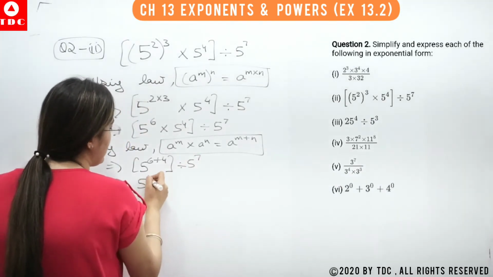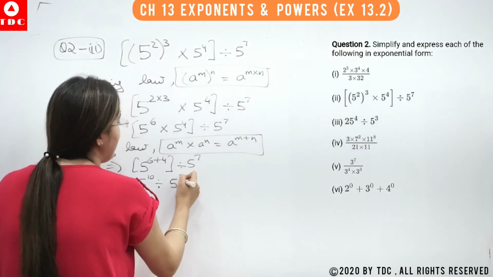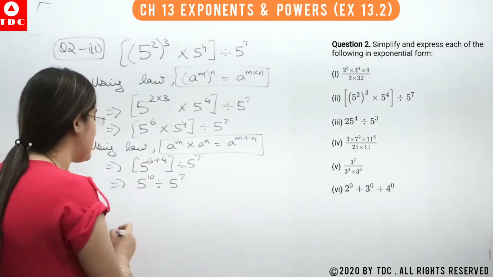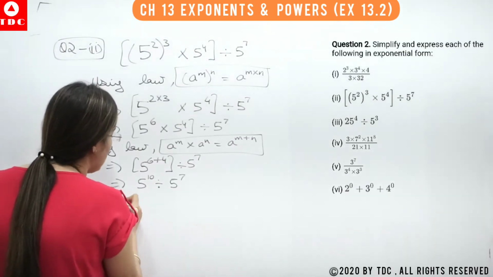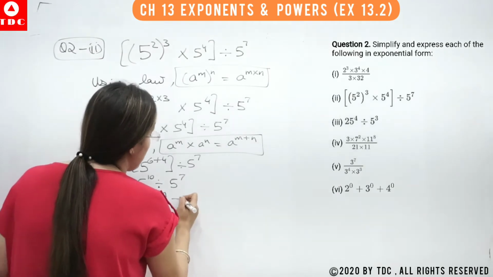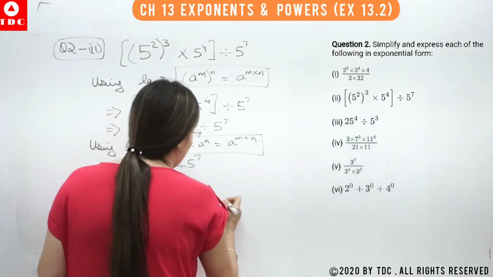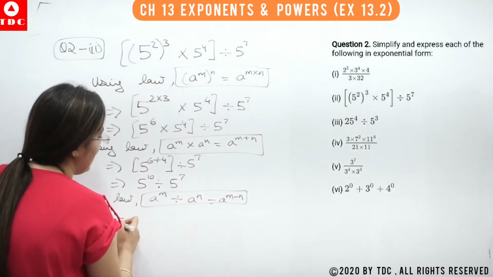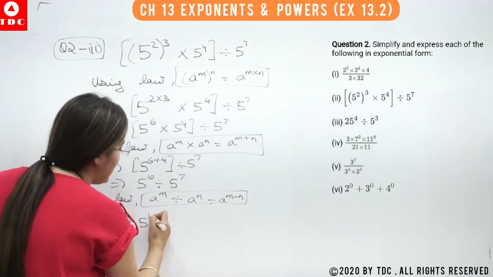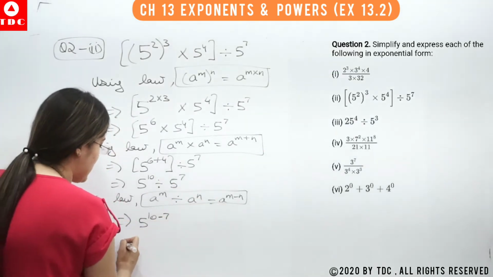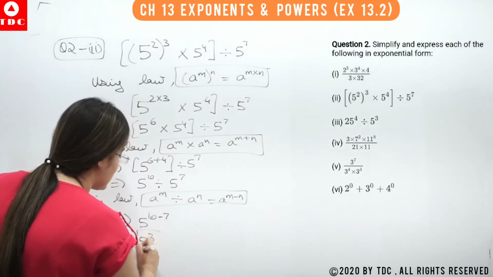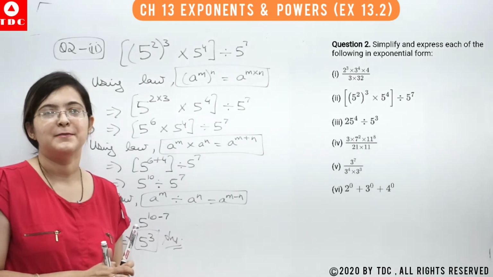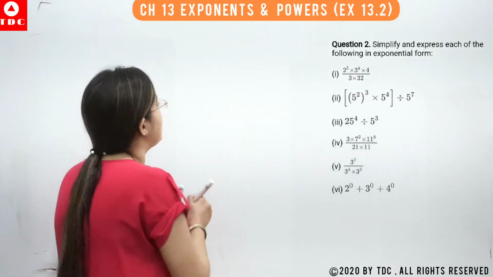Finally, we will get 5 to the power 10 divided by 5 to the power 7. Now the bases are same and there is a division sign in between. So which law we will use? Using the law a to the power m divided by a to the power n gives us a to the power m minus n. So what we will get finally, 5 to the power 10 minus 7. Powers would be subtracted and we will get the answer 5 to the power 3. This is your final answer. See the third part now.